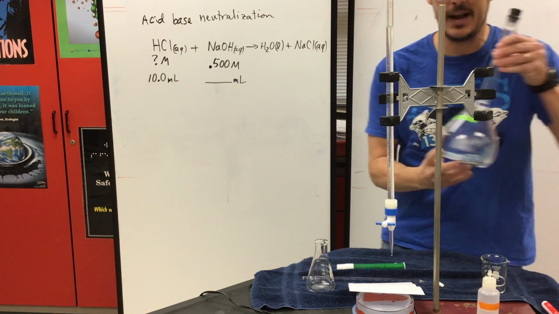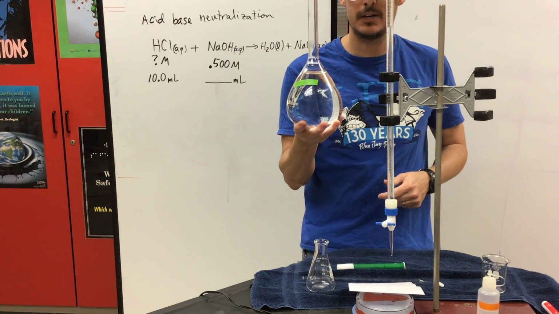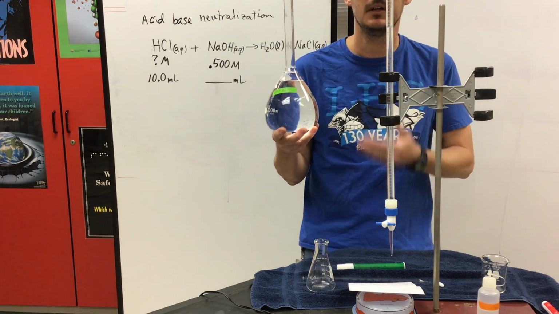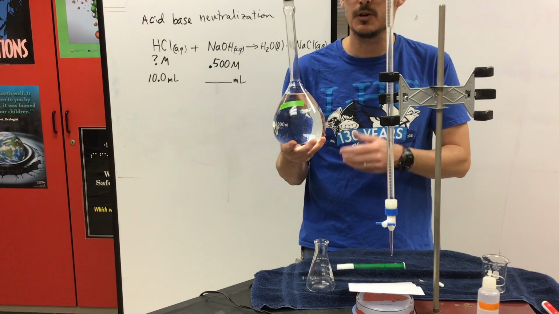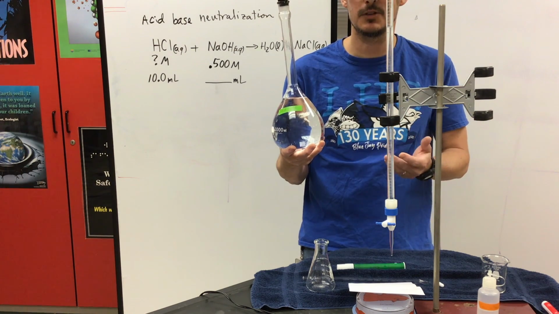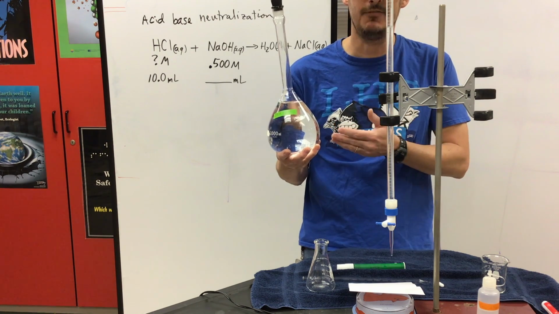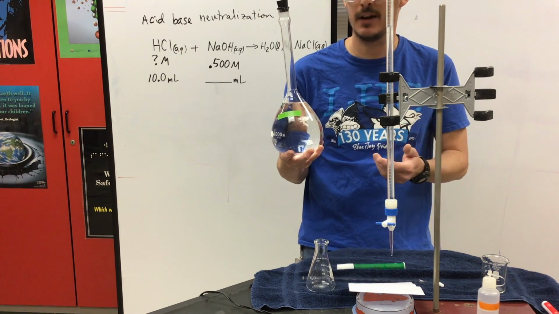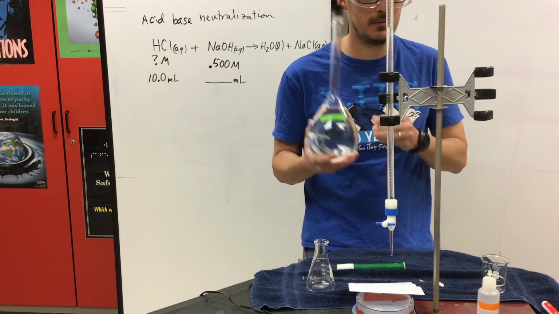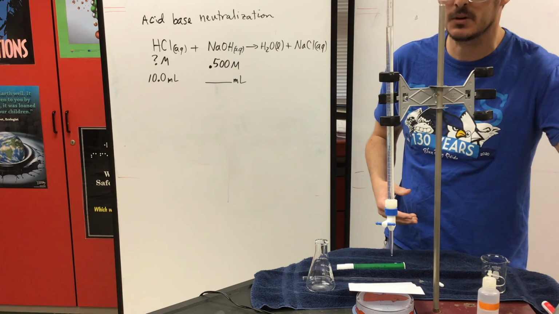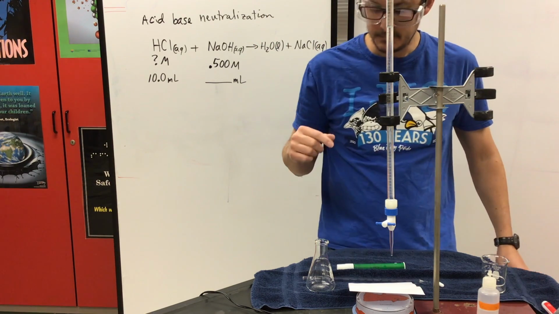We do know that I have 0.500 molar sodium hydroxide. How did I make that up? Well, just a review. This is 0.5 moles per liter. So what I did is I looked up the molar mass of sodium hydroxide. That was 40 grams. And I took half that amount, so 20 grams. I dissolved that into a liter of solution. So that's how we got our 0.500 molar sodium hydroxide. What did I do with it? I poured it into my burette.